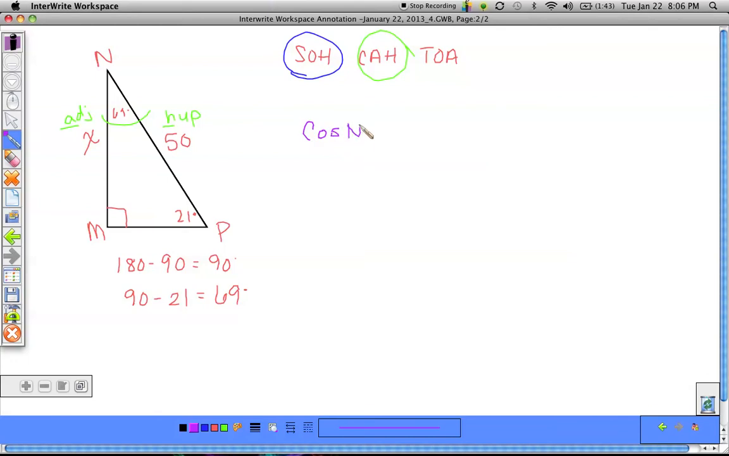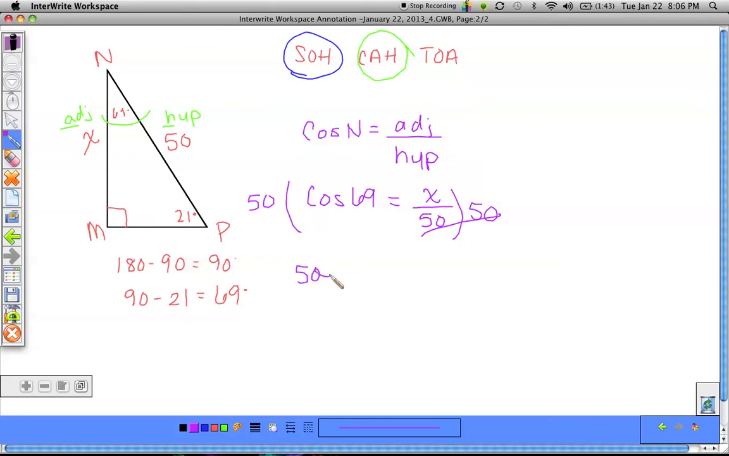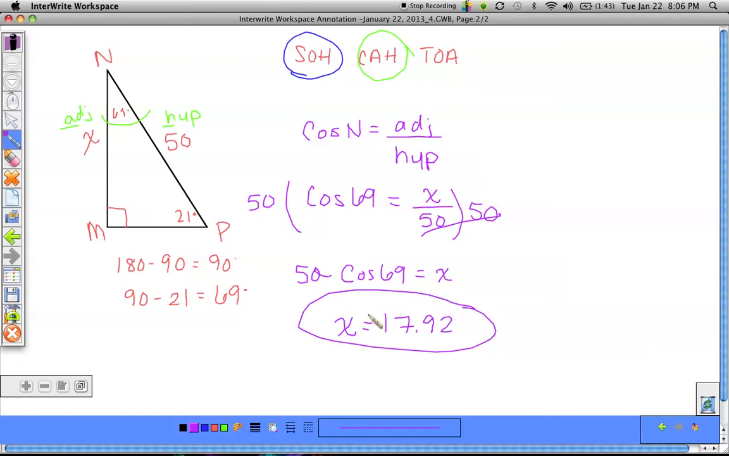So the cosine of n is equal to adjacent over hypotenuse. The cosine of 69 is equal to adjacent, which is x, over 50. Again, we're just going to solve for x. So multiply by 50 on either side. So we have 50 times the cosine of 69 equals x. And you should get x is equal to 17.92. If you notice, that's the exact same value that we got last time when we used sine.